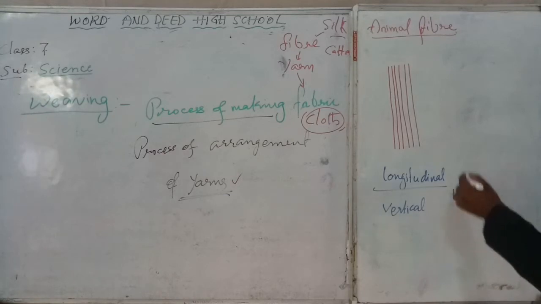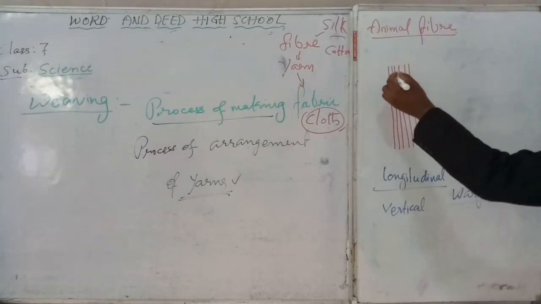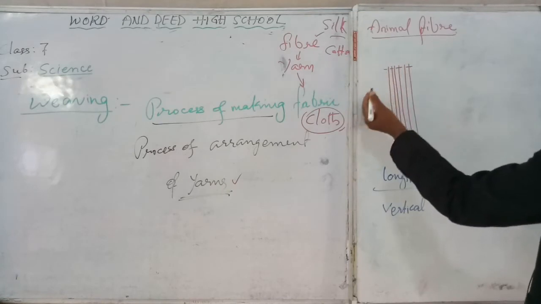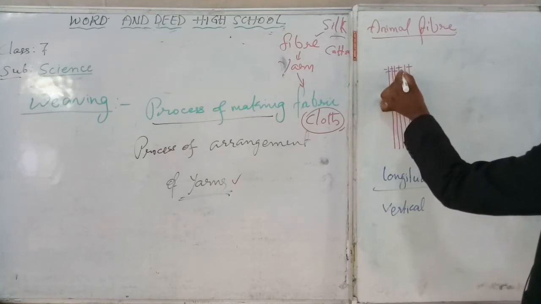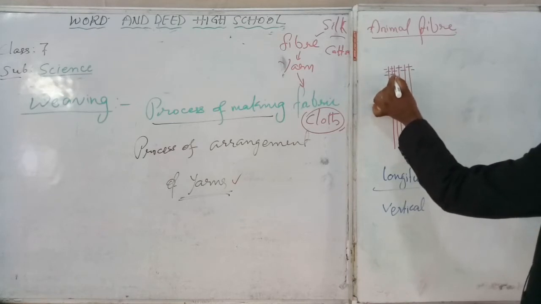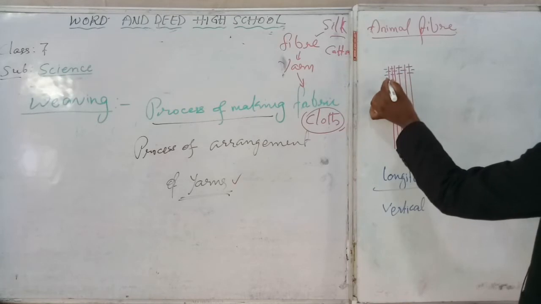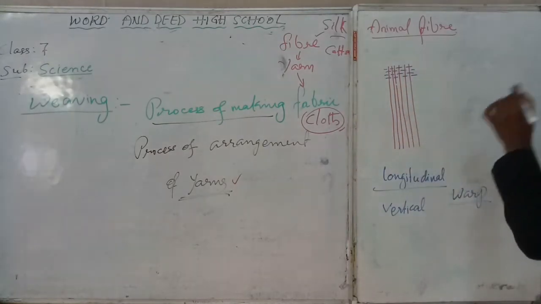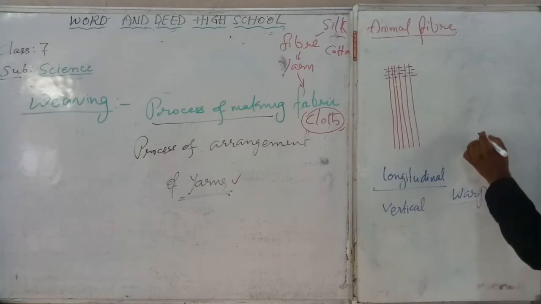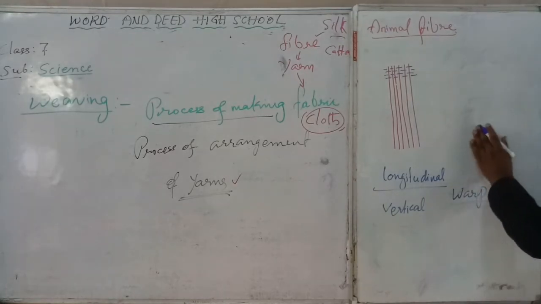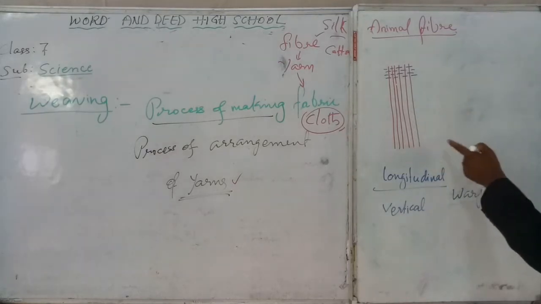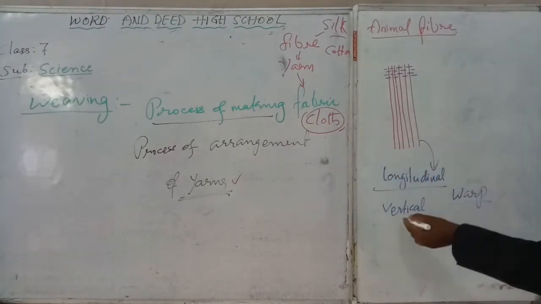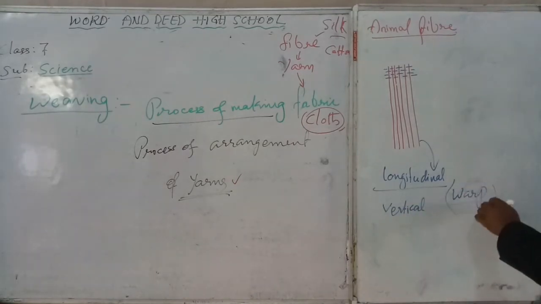And what about the next? The other type of yarns are inserted below and above the warp yarns, like this. Students, if you keenly observe this, you will be able to understand. It's just like how a cot is woven with tape, in the same way the yarns are arranged in a cloth. And this longitudinal or vertical arrangement of the yarns is called warp.